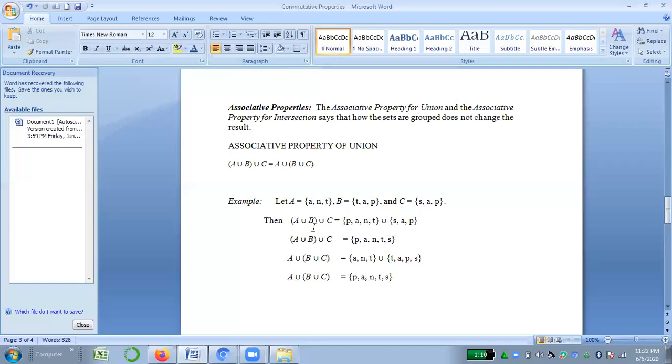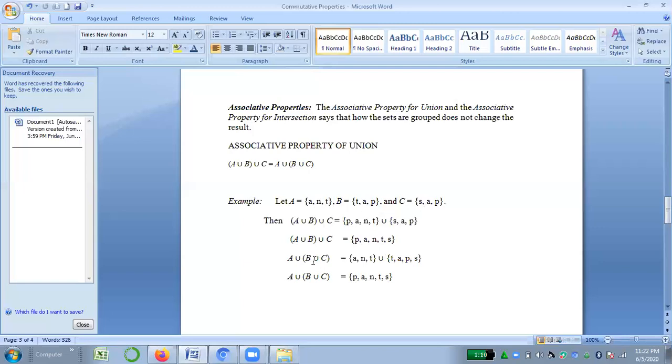Then we will take the union of A union B with C. So this is set C as {S, A, P}. Then we will take the union. We got this answer, P, A, N, T, S. In the same way, the third step, A union B union C, here we have shifted the bracket as we are solving the right hand side.